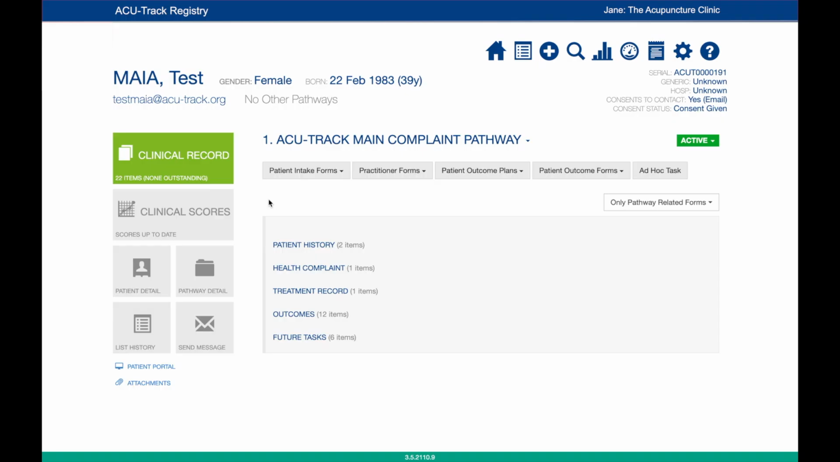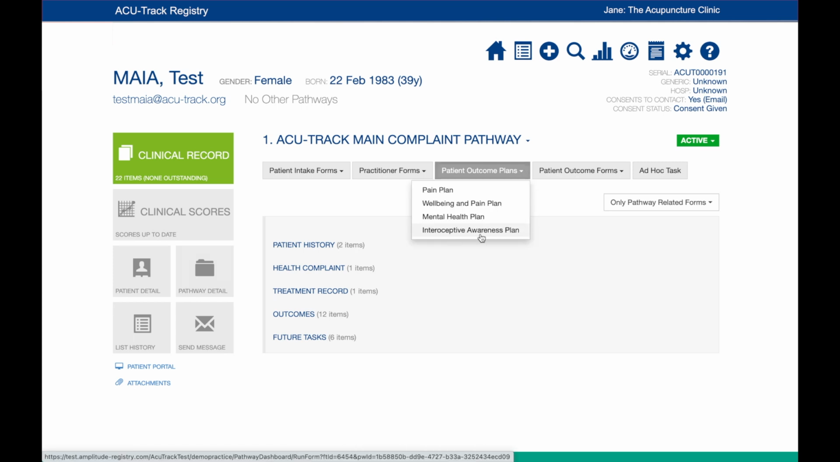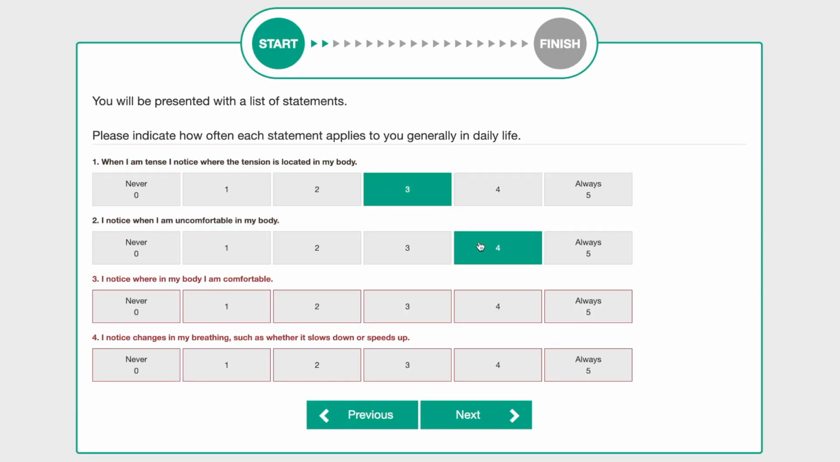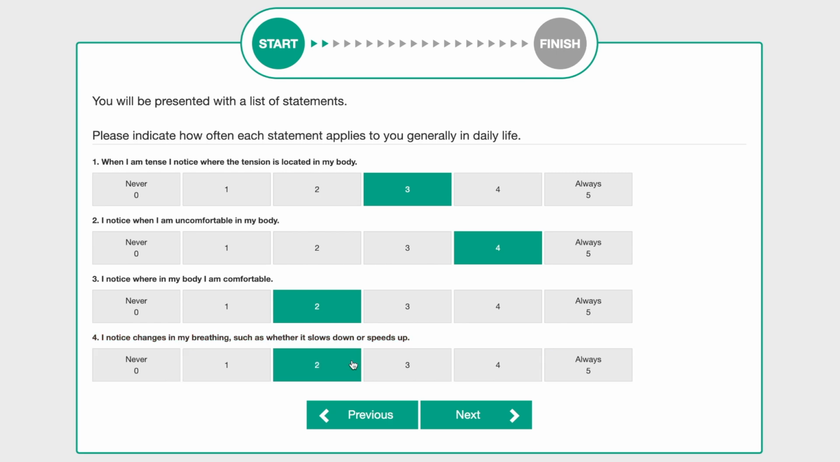So what we're doing with ACUTRAC, with our EHR system here, is to utilize a measure called the MAIA. It's the Multidimensional Assessment of Interoceptive Awareness Scale. It's validated, used widely. And there are several domains that we think, again, that acupuncture and our intervention as a whole medicine will improve. So the domains of the MAIA are noticing.